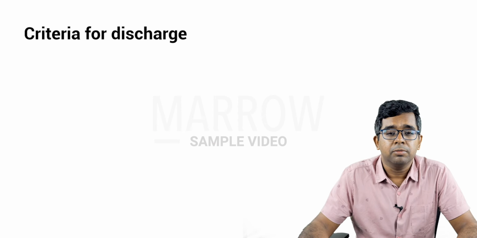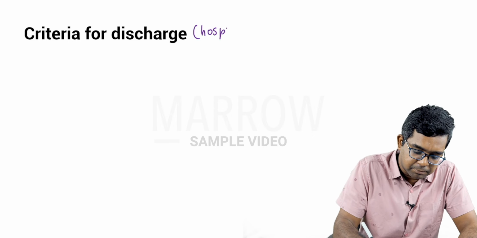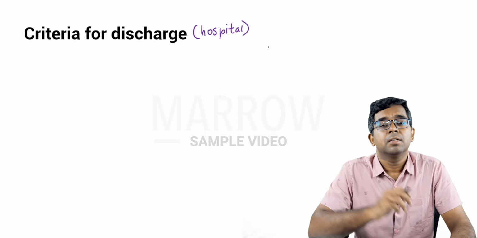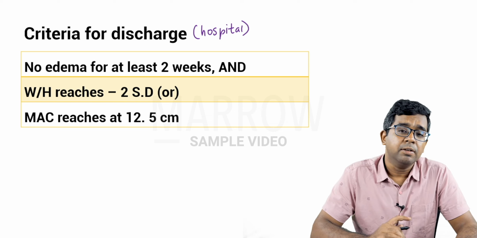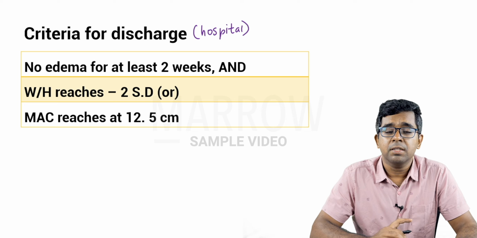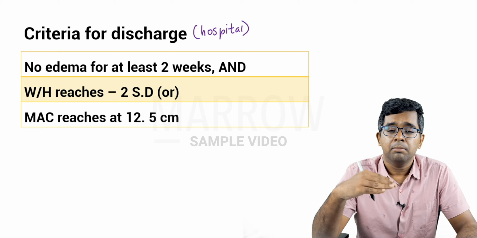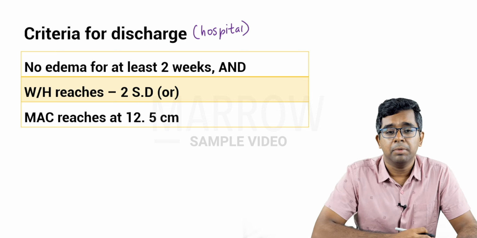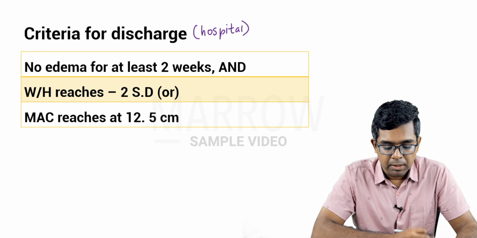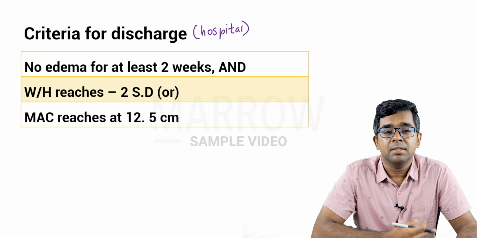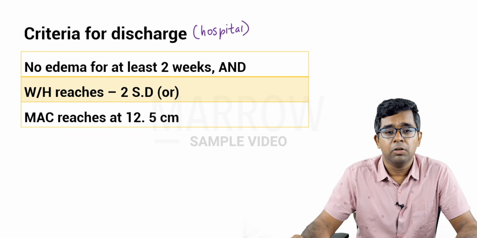Okay. Now, finally, coming to criteria for discharge in a child with SAM, I'm talking about hospital discharge criteria. First, there should be no edema for at least 2 weeks. Child can be prepared for discharge. Next is the weight criteria, wherein we say weight for height reaches -2 standard deviation, meaning at the time of admission it was below -3 standard deviation, but now it has come up to -2 standard deviation. Child can be prepared for discharge. And third is mid-arm circumference reaches at least 12.5 centimeters. If all these are satisfied, then I can discharge the child from the hospital. So these are the salient points which you should remember regarding management of SAM.